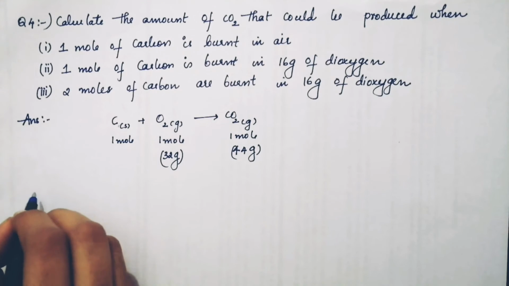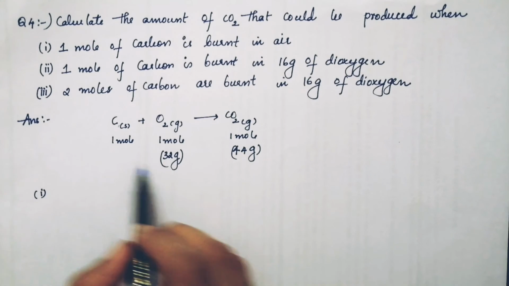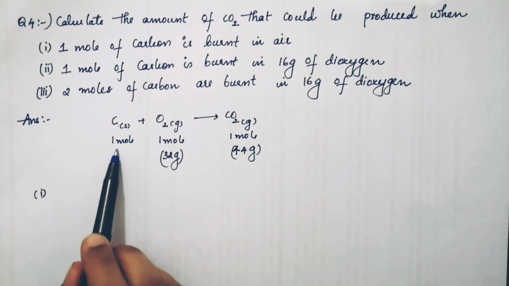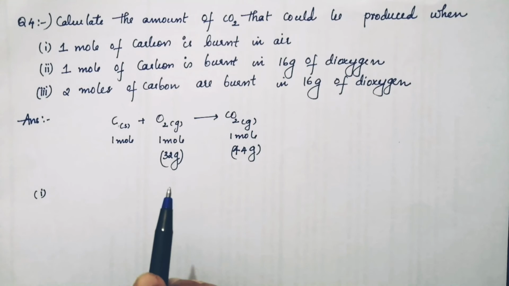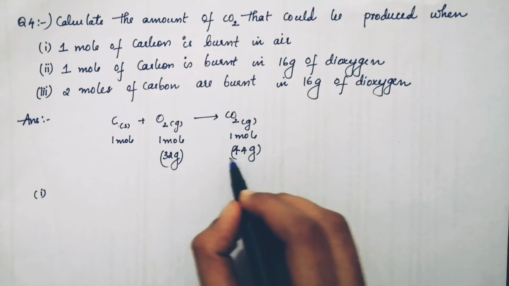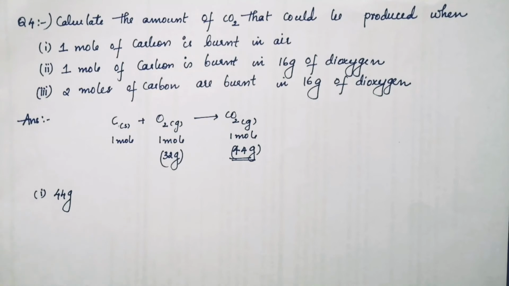To further proceed, question number 1 says 1 mole of carbon is burnt in air. We know it's already given in the equation. Here 1 mole of carbon is burnt with 1 mole of oxygen to give you 1 mole of carbon dioxide. That is, it is producing 44 gram of carbon dioxide, which is a very direct question which we can answer from the balanced chemical equation.